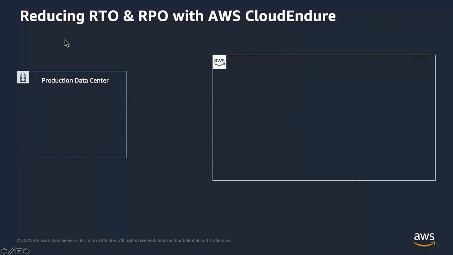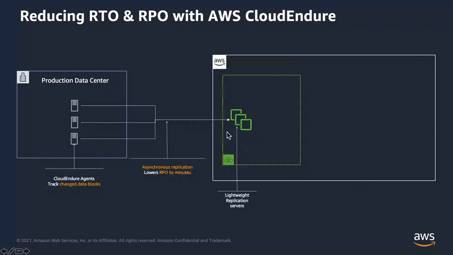So how does it work? Let's walk through the details. Here is how we can reduce RTO and RPO with CloudEndure. So first thing is, in your production data center, whether it's physical servers or virtual machines, you deploy CloudEndure agents. These agents basically keep track of change data blocks. As in when the data is changing, your application or users are writing, we keep track of change data.